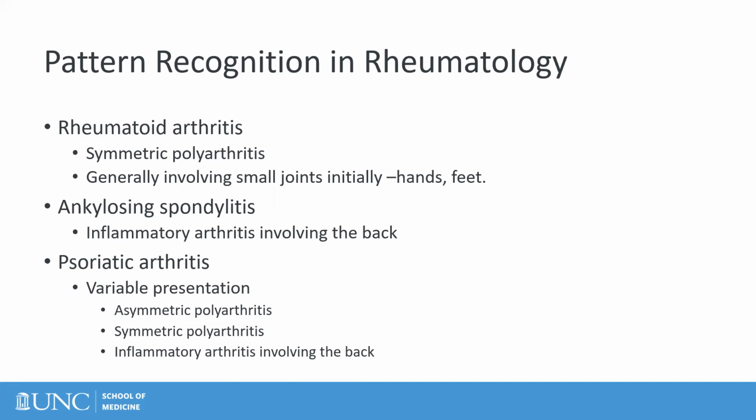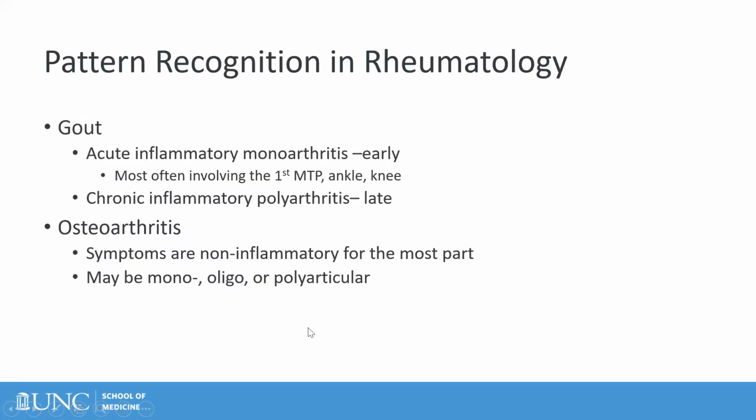So they can have an asymmetric polyarthritis, a symmetric polyarthritis that can look like RA, and they can have an inflammatory arthritis at the back and can look like AS. So you want to keep your differential diagnosis open. We mentioned gout, which is generally, at least early and acute, an inflammatory monoarthritis, most likely to involve a lower extremity joint in the early phases. But if it's untreated and there's chronic hyperuricemia, it may present with a chronic inflammatory polyarthritis, can look just like rheumatoid arthritis. So you need to be thinking about this.